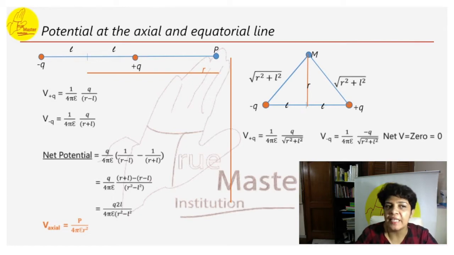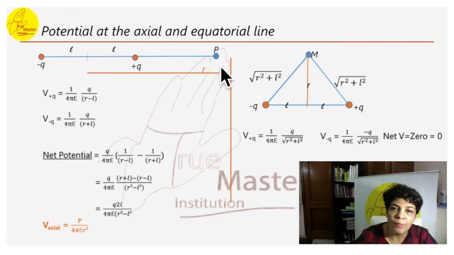Now potential at the axial and equatorial line. We take a dipole with a distance 2L. So this is a dipole, minus Q and plus Q. What is a dipole? We explained this earlier when we were doing the electric field on the dipole axis. Here again, plus Q and minus Q are two equal and opposite charges 2L apart, and we are taking a test charge kept here at point P. We are trying to find the potential at this point P.